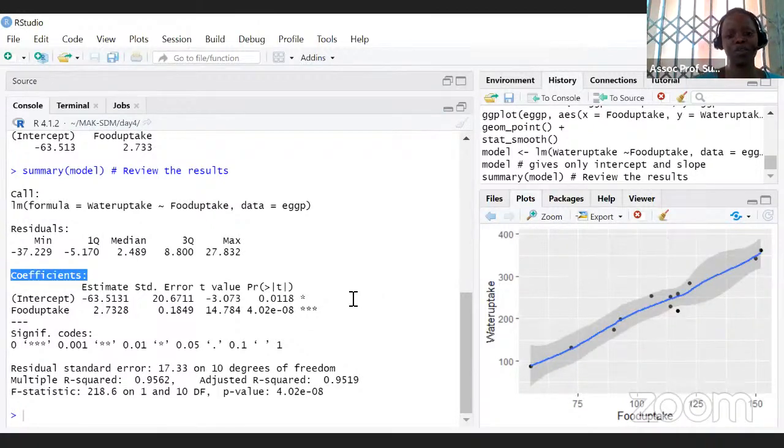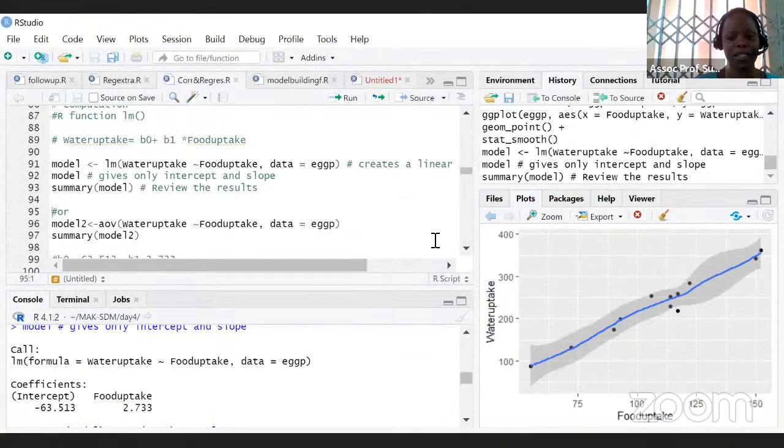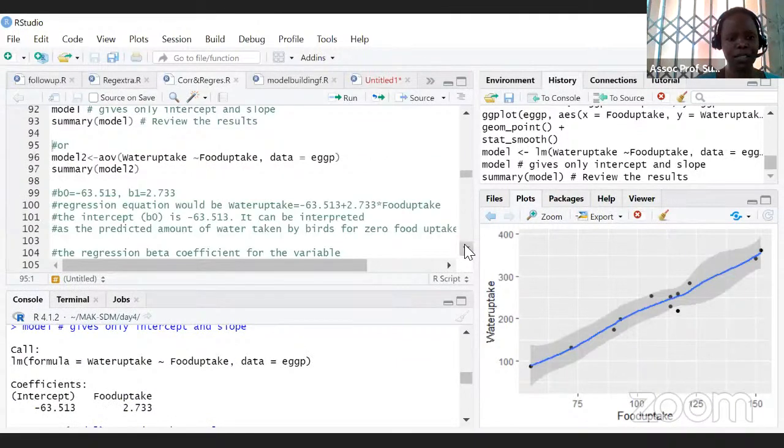Okay, so I assume that is clear. And in case you have any question that is burning, my colleague will inform me. So let's go to the next bit.